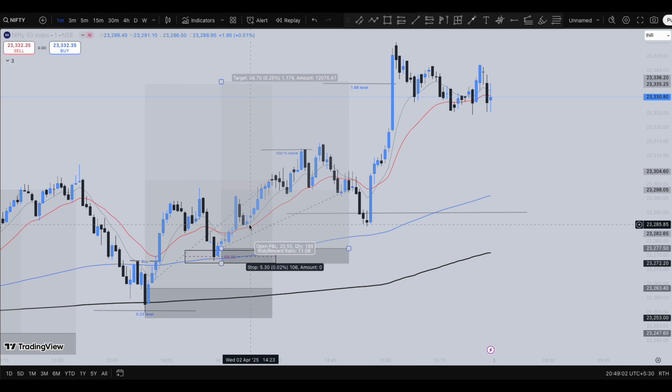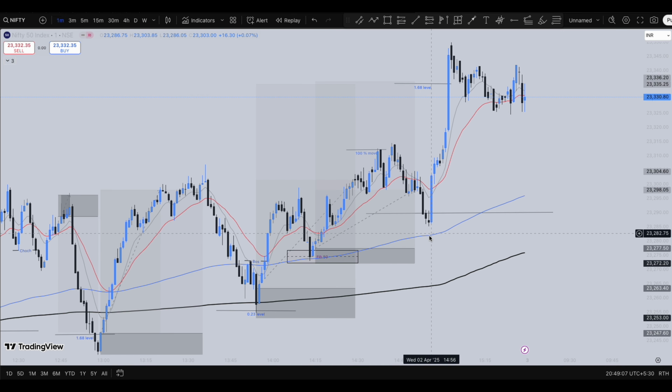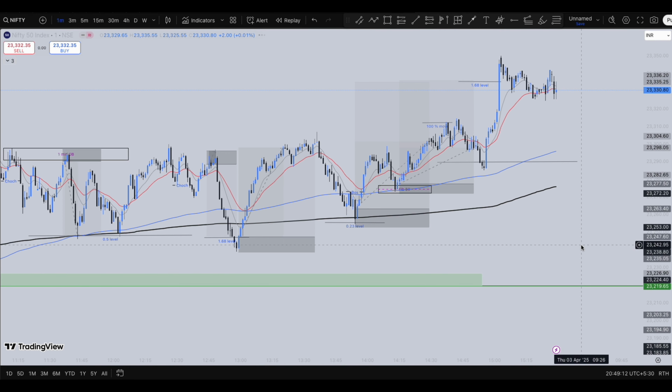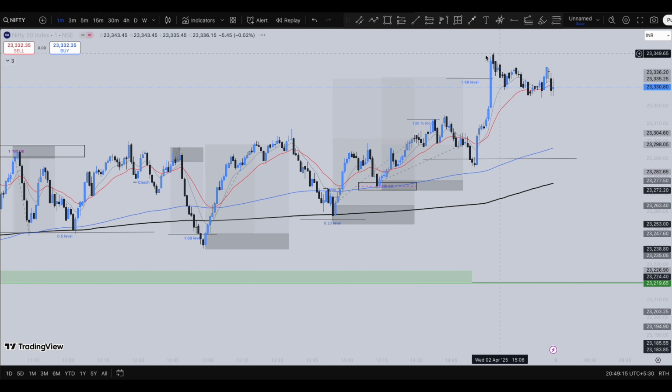You can see the last support over here. Again, the market retested here, but it took support here, the 200 moving average support, and the market continued its bullish momentum. This is about my trade analysis, guys. I hope you're understanding what I'm saying.